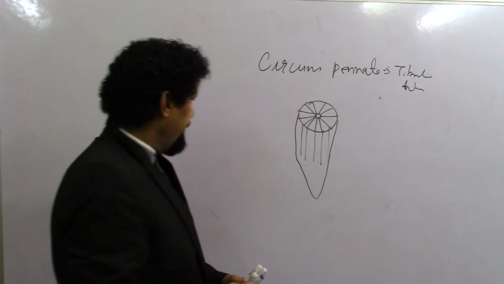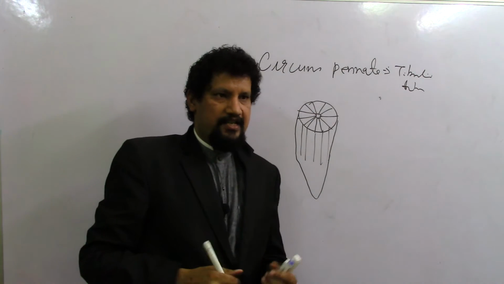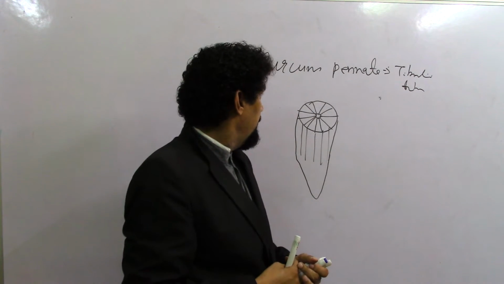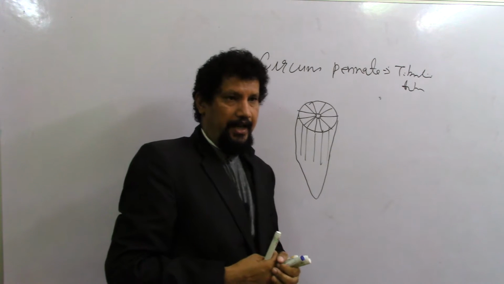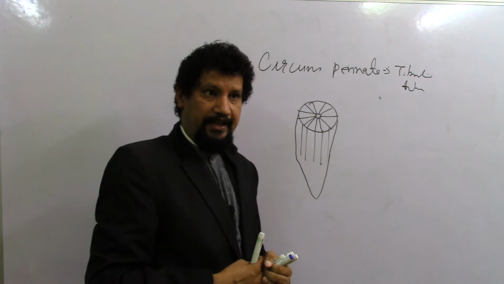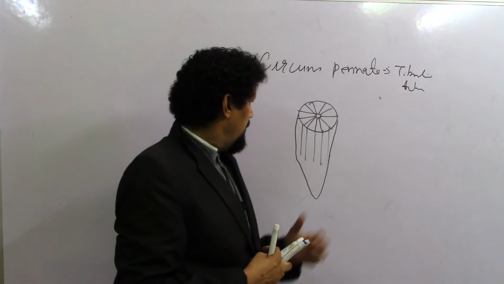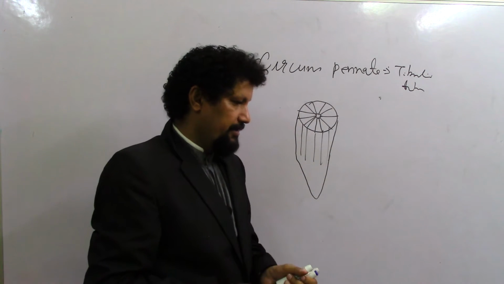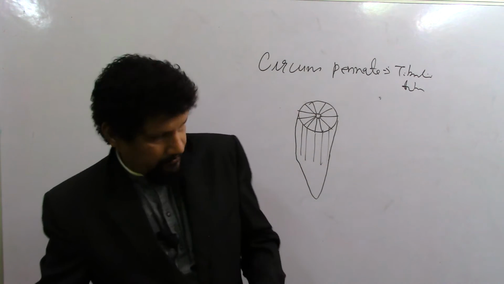So these are the examples and the arrangement of different types of oblique fibers in a pinnate muscle, that is unipinnate, bipinnate, circumpinnate and the multipinnate muscles.